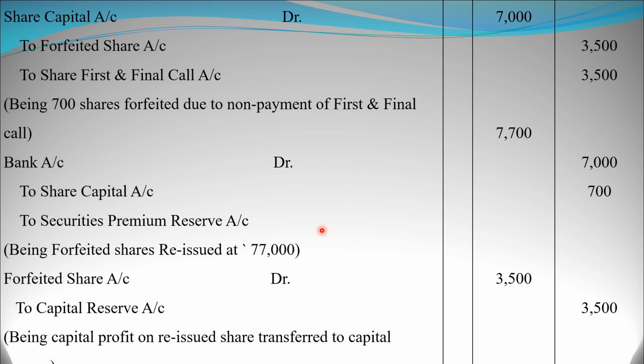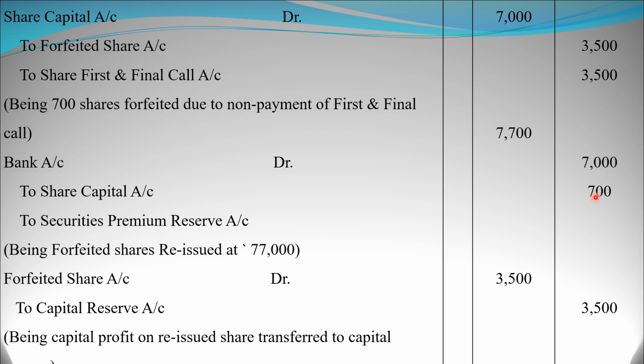Now this is again reissued for rupees 7,700. The reissue price is more than the nominal value, therefore reissue at a premium. Bank account debit 7,700, to share capital 7,000, to SPR account 700. After that, the profit you have to transfer finally. So this is the profit, the 3,500 amount. This same profit will be transferred to capital reserve, because at reissue time no loss is there.